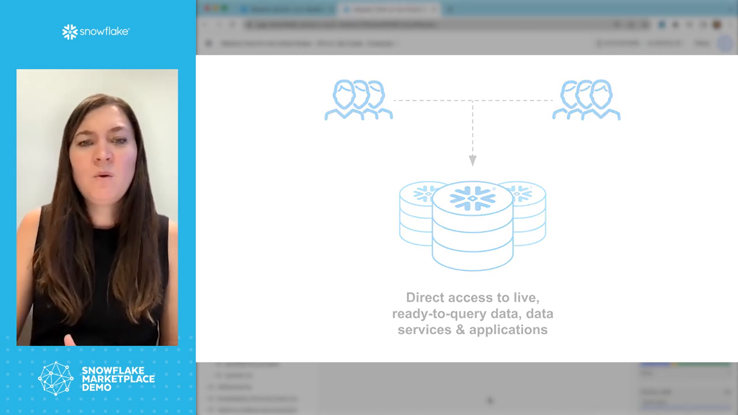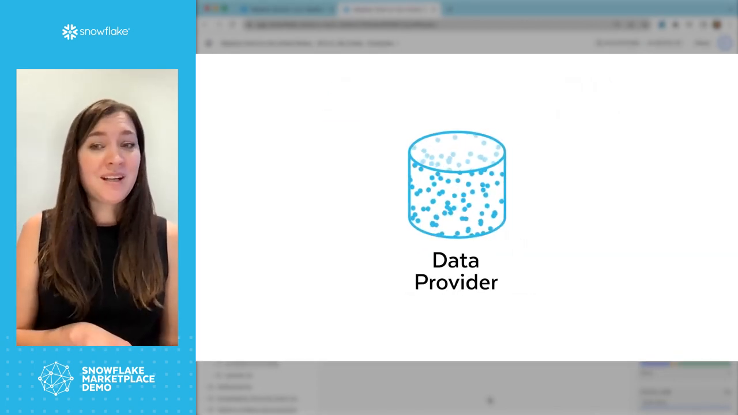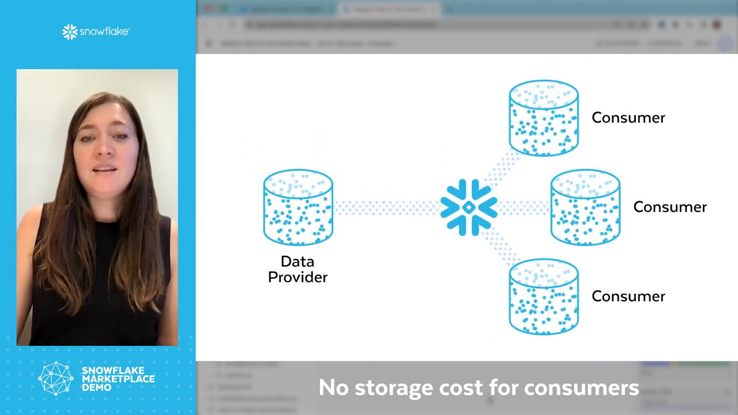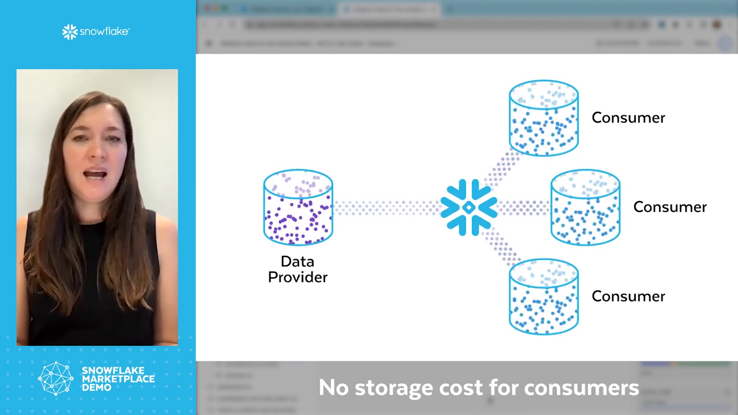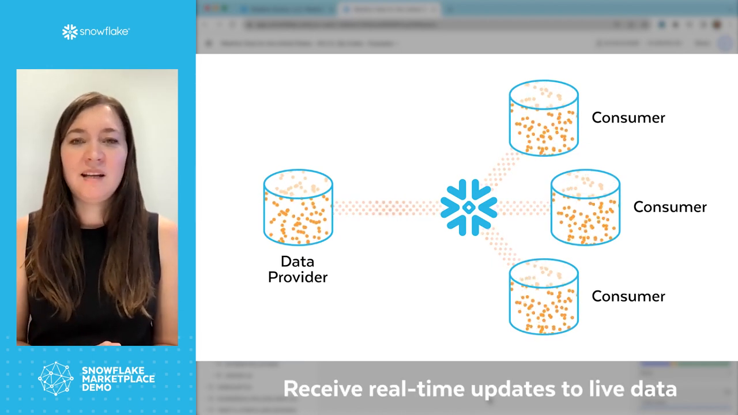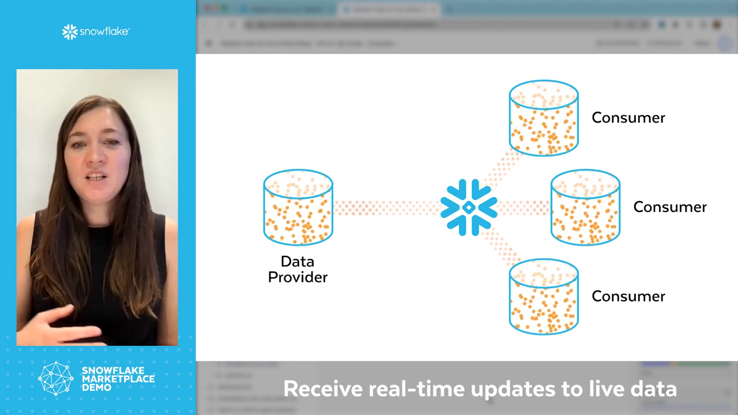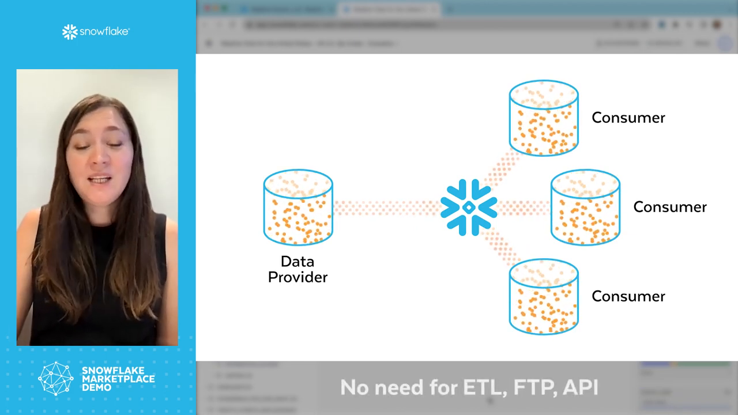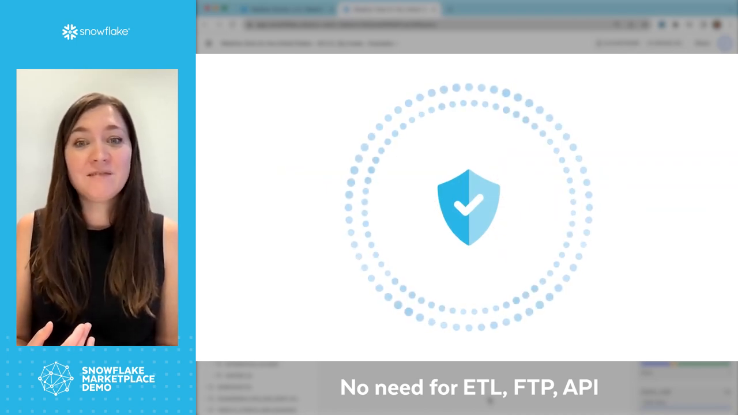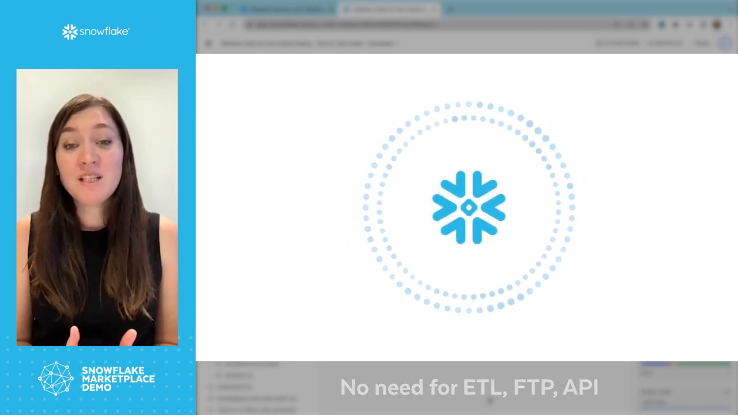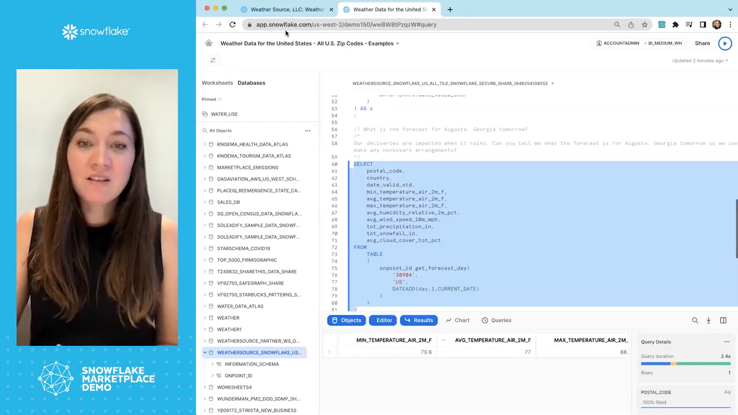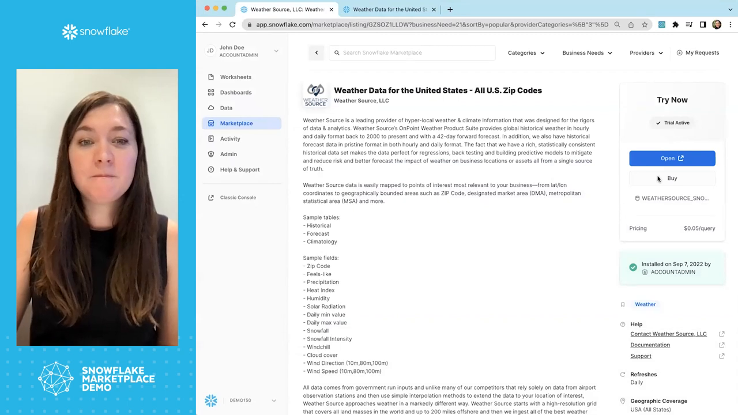So, several key benefits. One, since the data is stored in the provider's account, we as the consumers don't pay for storage. Also, since this is a live and secure window into the provider's actual data set, we can rely on the fact that our business decisions are always based on the latest data available. The underlying secure sharing technology means there's no need for ETL, FTP, or API to exchange data between us and third-party providers. Data is immediately ready to be queried with no additional heavy lifting for either us, the consumers, nor the data providers.